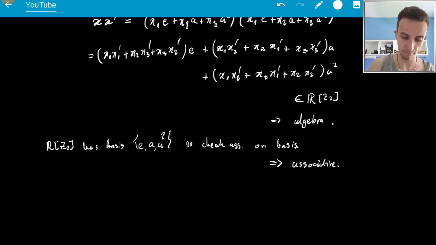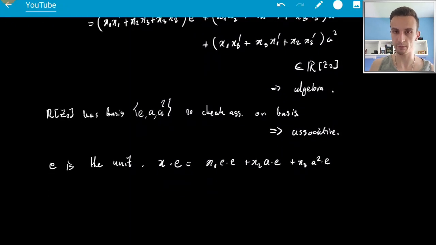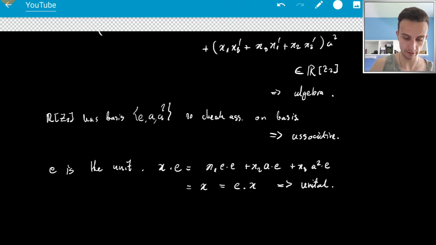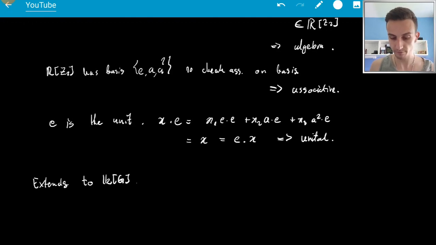Okay, unital, again, E is the unit. This is obvious. So x times E would be x1 E times E plus x2 E, A times E plus x3 A squared times E. And again, by the way the identity works on groups, you can verify that this is x, and also like this. So unital. Okay, and indeed this extends much the same way to kg for any field k and any finite group g. Cool.